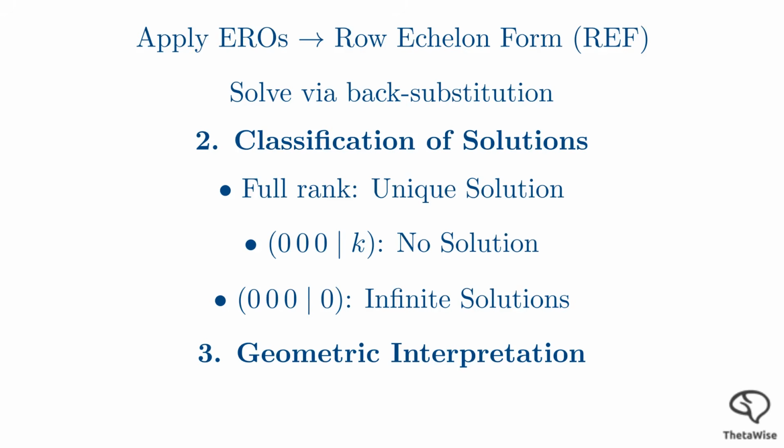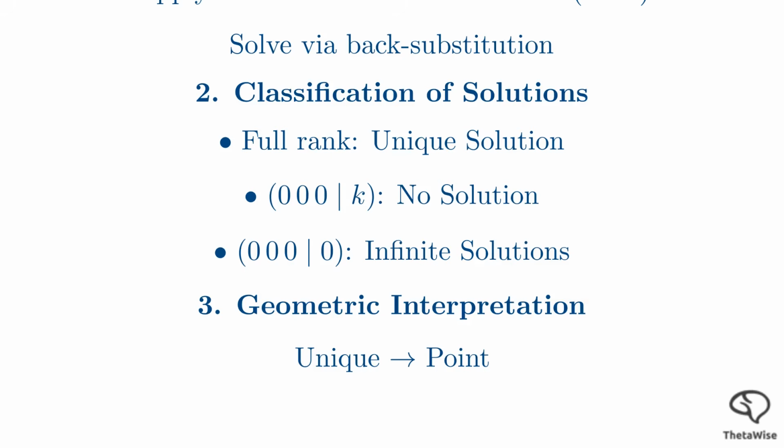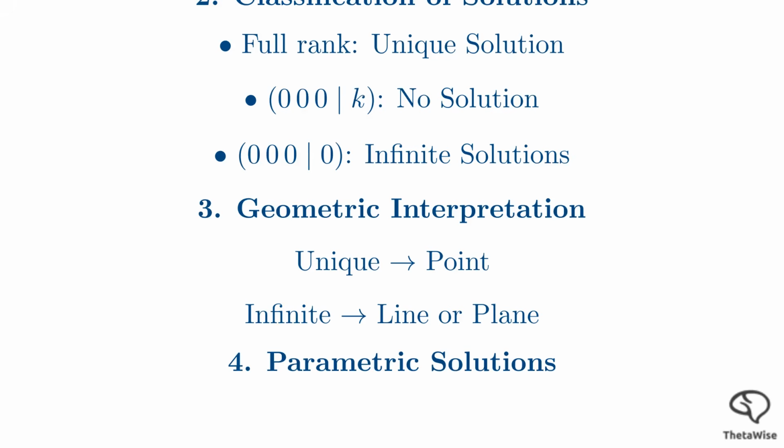Algebraic results have direct geometric meanings. A unique solution represents three planes intersecting at a single point, while infinite solutions represent intersection along a line or coincident planes. When infinite solutions exist, we must express the variables in terms of a parameter, usually lambda, to define the line of intersection in 3D space.